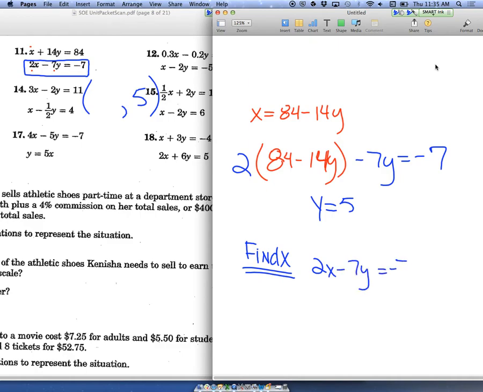And it doesn't matter which equation you use, just take the one that's easiest to work with. But I did this in my notes, so I'll do it on the video. So now y takes on the value of 5. So I end up with 2x minus 35 is negative 7. So 2x is positive 28.